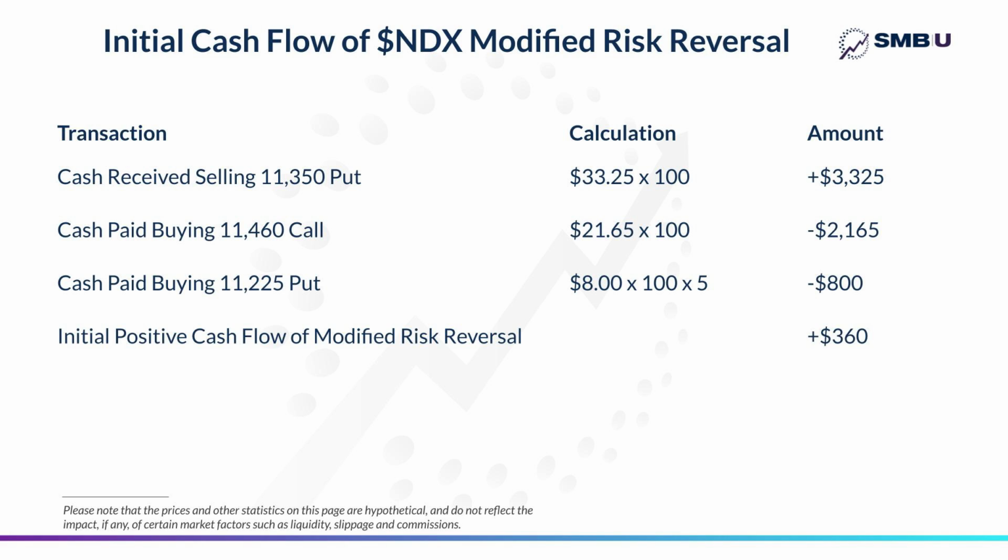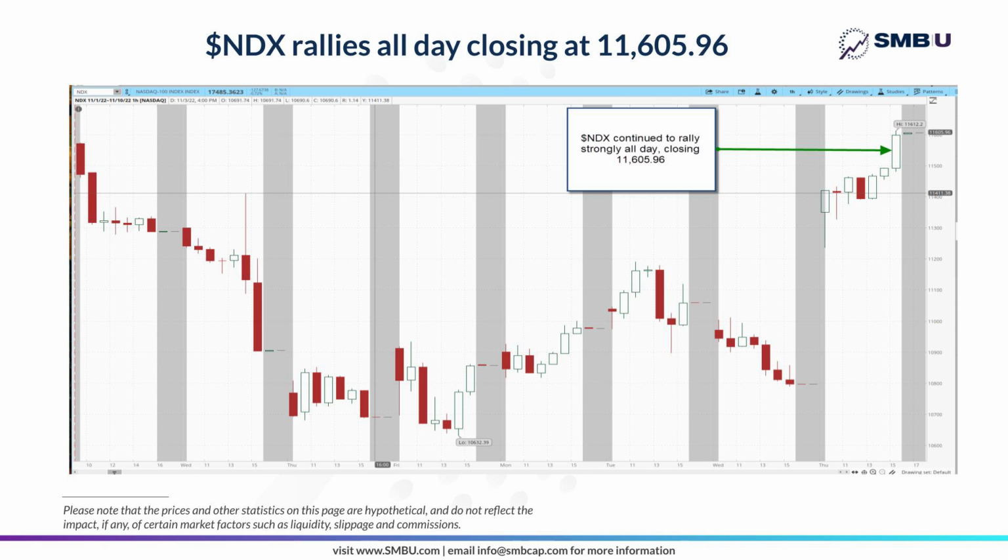And so right off the bat, $360 is going to get deposited into your account. And be aware that the worst case scenario of the trade is a loss of $12,140. So your broker is going to be requiring at least that much capital in your account at the outset of the trade. Okay, so let's move to the end of this day, because remember, this is a one-day trade whose options expire at the end of the day.